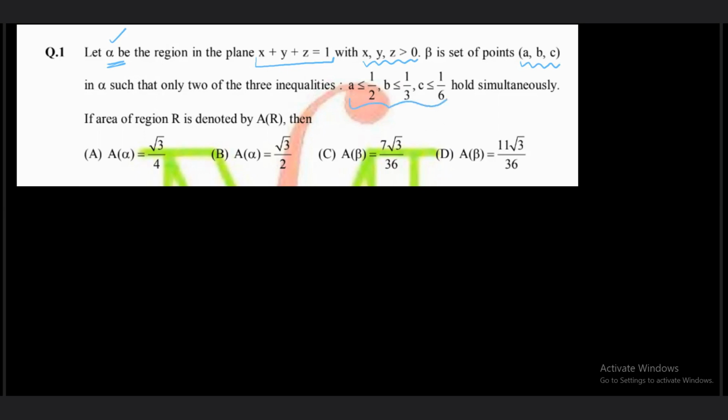Now the three inequalities that are given to us are a less than equals to 1 by 2, b less than equals to 1 by 3, c less than equals to 1 by 6. If area of the region R is denoted by A_R, then which of the following is or are correct? So here is the question that we will have to handle now. How are we going to solve it?